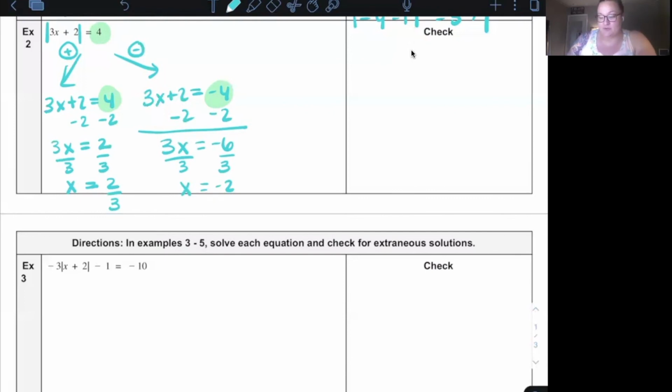So again, we have our two solutions, and we need to check to make sure one or both of them work, because if one doesn't work, or maybe both don't work, they're extraneous solutions. Whenever you have an absolute value equation, you gotta check your answers. So when you check them, you should plug them into the original equation. And I'm going to replace the first x with 2/3.